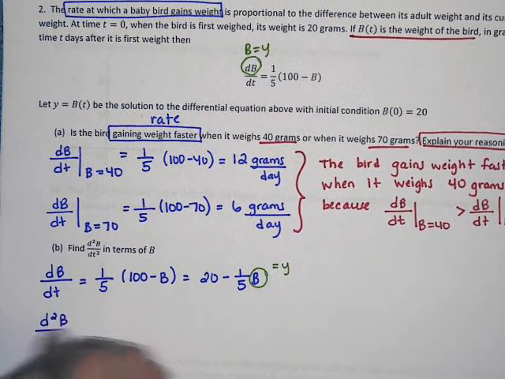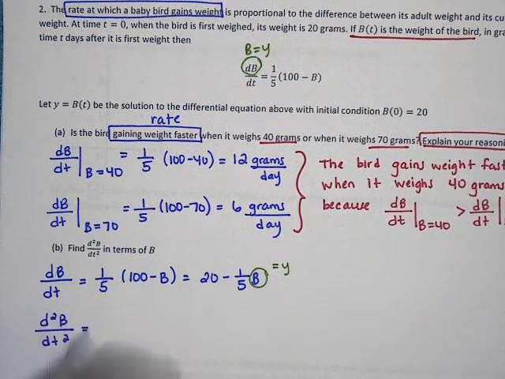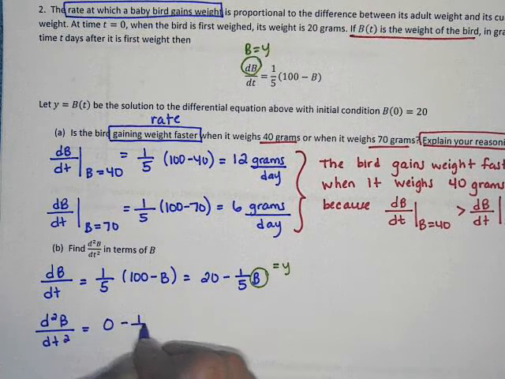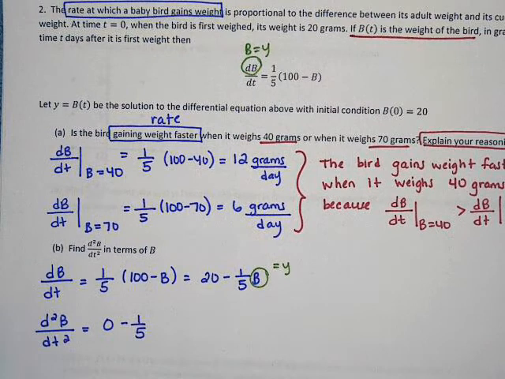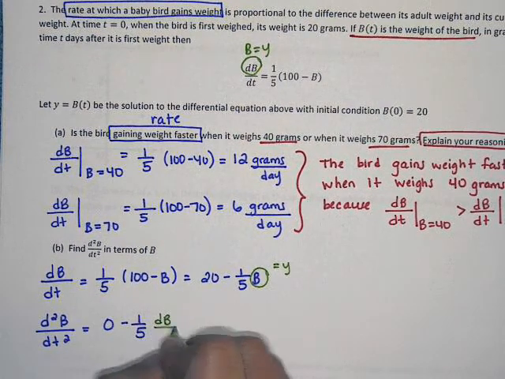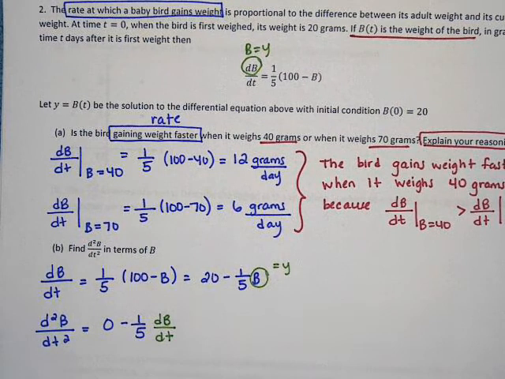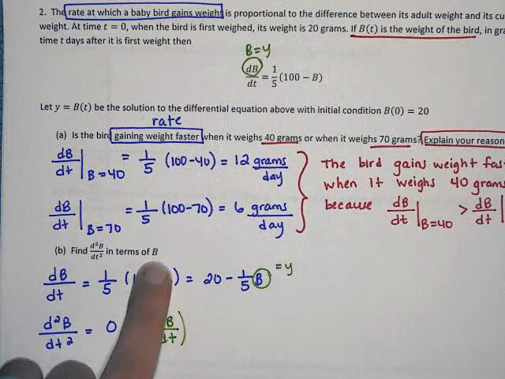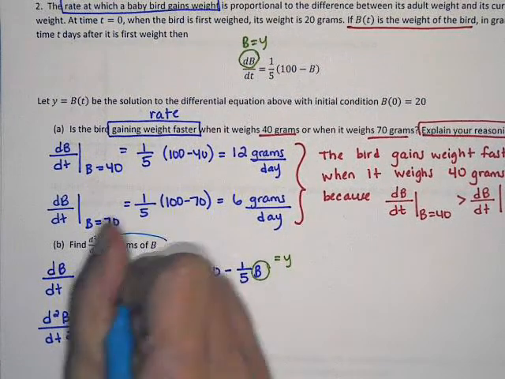d squared b over dt squared equals. Now the derivative of 20 is 0, minus 1/5, and the derivative of b would be db over dt. Because remember, b is acting like a y, only instead of y's and x's, we have b's and t's. So instead of dy dx, we write db dt. Then we need to simplify. You'll notice it says in terms of b, which means we don't want a db dt in our final answer.